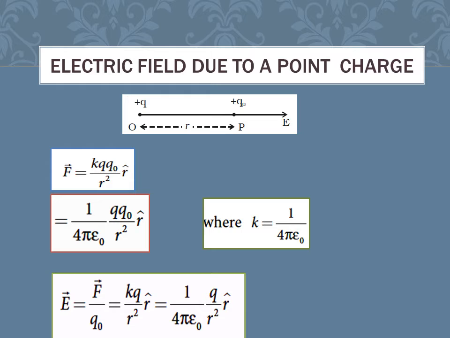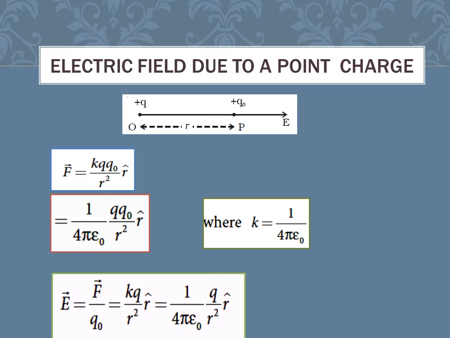So we'll take for example the electric field due to a point charge. Now the point charge is Q, and it is plus Q, and Q naught is the test charge. It is placed at a point P, which is at a distance of R from the point charge. Then according to Coulomb's law, F will be equal to K Q Q naught by R squared. Now you know K is equal to 1 by 4 pi epsilon naught, so it will be equal to 1 by 4 pi epsilon naught Q Q naught by R squared.